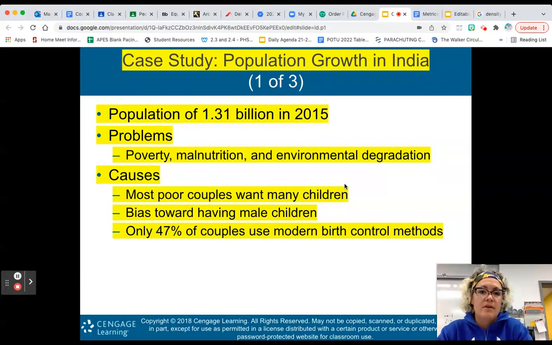You can see this case study on the population growth in India. The population is huge, 1.3 billion in 2015. Some of the problems that have arisen out of India's population growth are poverty, malnutrition, and environmental degradation. They do not regulate industry as much as some other developing countries, and they have some really big rivers, and there's just a lot of issues that they're still working through. Most poor couples will want many children. There's a bias towards male children within the culture, and only 47% of couples in India use modern birth control methods, and so their population is still growing very rapidly.